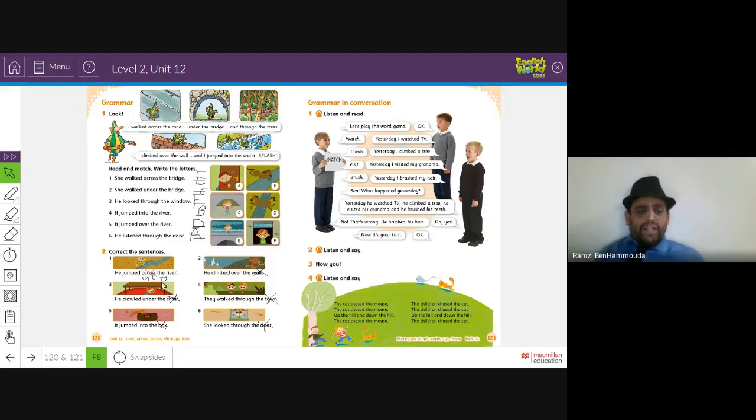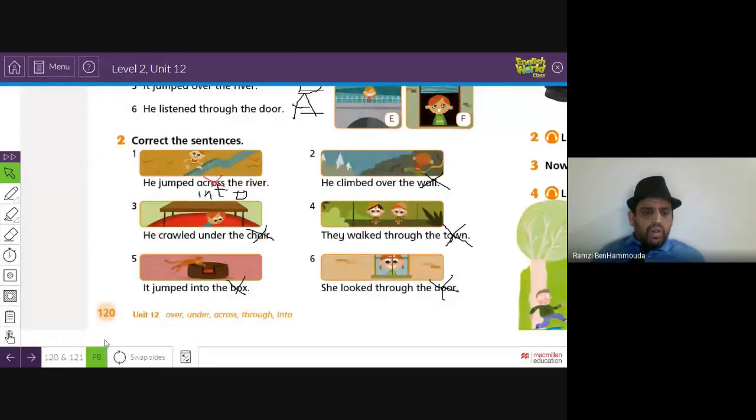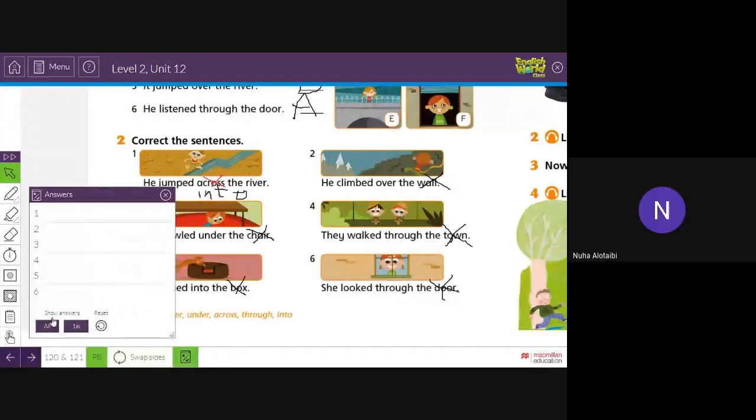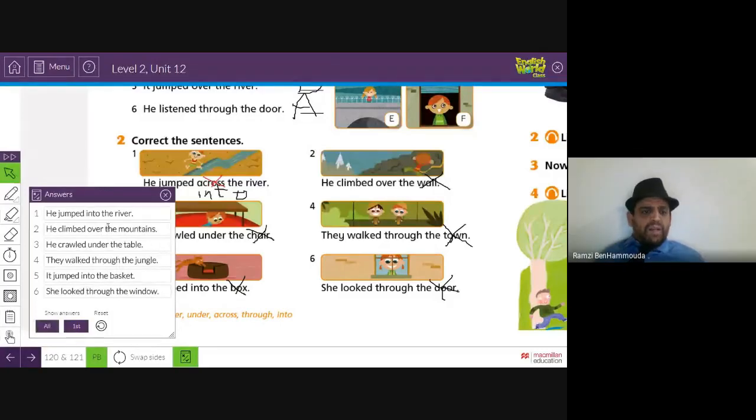And here we corrected the mistakes. Number one, we said he jumped. We say he jumped into the river. Number two, he climbed over the mountains, not the wall. Number three, he crawled under the table, not the chair. Number four, they walked through the jungle. Number five, it jumped into the basket. And number six, she looked through the window.